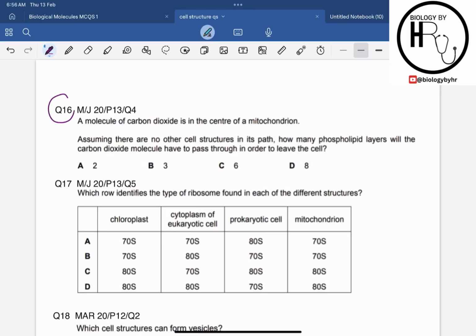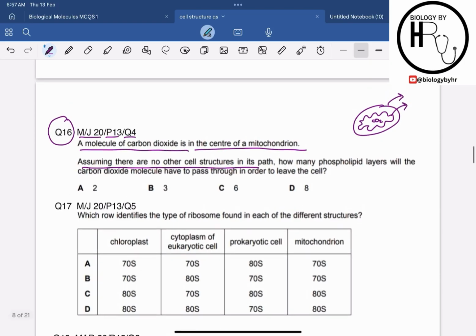Alright, so question number 16 is from May June 2020 paper 1-3 question 4. It says that a molecule of carbon dioxide is in the center of the mitochondrion. So let's draw a double membrane bound mitochondrion. We know that the mitochondrion is double membrane bound. This is the molecule of carbon dioxide, this is the inner mitochondrial membrane, and this is the outer mitochondrial membrane. Assuming that there are no other cell structures in this path, how many phospholipid layers will the carbon dioxide molecule have to pass in order to leave the cell?